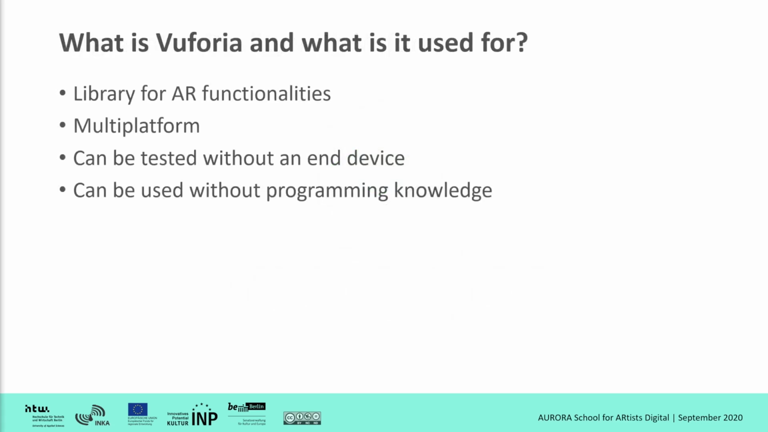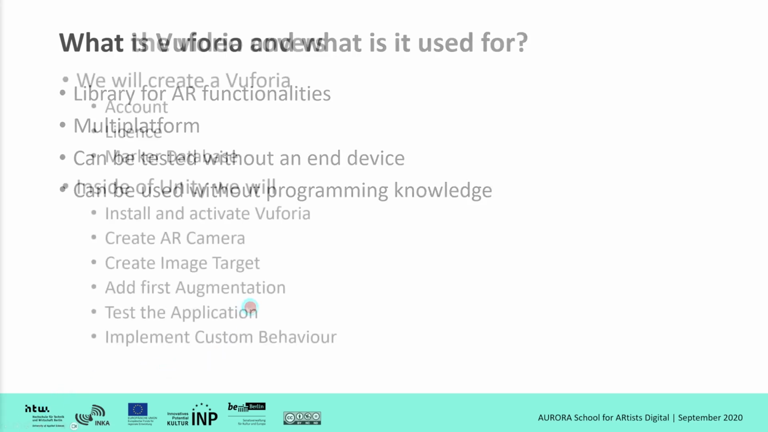But what is Vuforia and what is it used for? Vuforia is a library for augmented reality functionalities, which include things like image tracking or object tracking. Also, Vuforia is multi-platform. This means that you can build your application, for instance, to Android or to iOS devices, but you don't need to, because you can test your application inside of your Unity editor. And the last cool thing is you don't need to know how to program to build an augmented reality application with Vuforia.